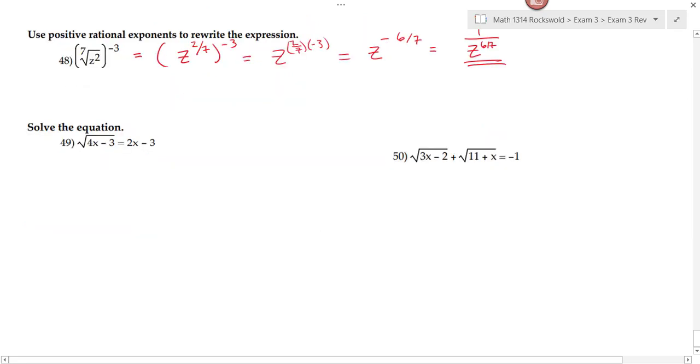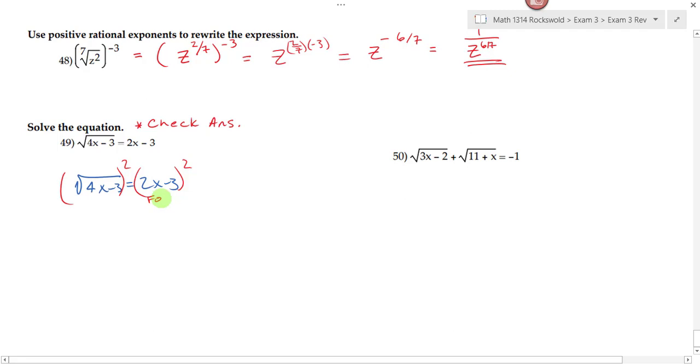On the last 2 problems, we're solving equations involving radicals. Whenever we're solving equations involving radicals, remember to check your answers. It's possible you could pick up extraneous roots. So for 49, what am I going to do first? So I want to square both sides of the equation.